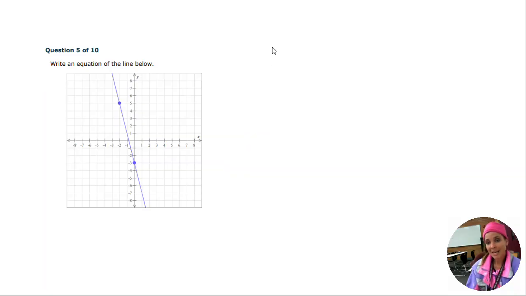And in order to write an equation of a line, remember you always use slope-intercept form. So you need to find the slope and the y-intercept. Sometimes when you look at the graph of a line, you can see exactly where the y-intercept is. Like in this case, we can see that this line is crossing the y-axis at -3. So instead of our b, we automatically know that our y-intercept is -3.